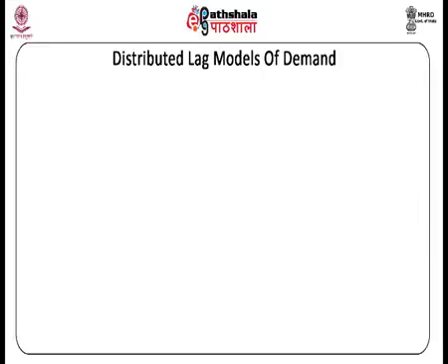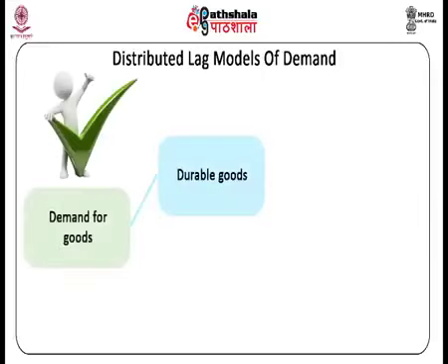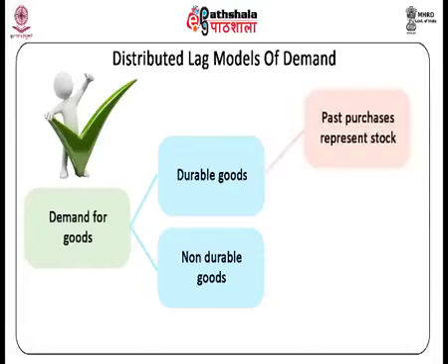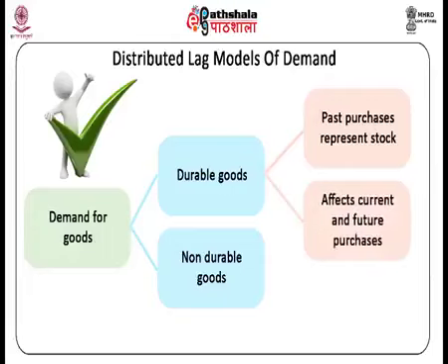We can classify this as demand for durable goods and non-durable goods. If the commodity is durable, then past purchases represent the stock of this commodity, which clearly affects the current and future purchases of the product.